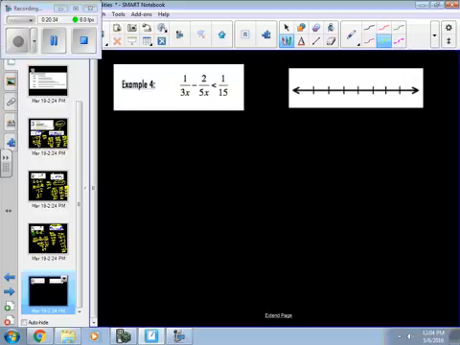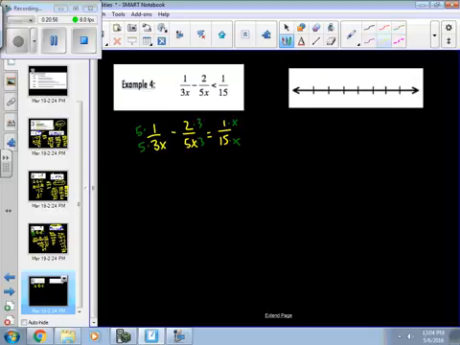Common denominator here. Looks like we want 15x as our common denominator. So make all the multiplications here. We got to times this one by 5 over 5, this one by 3 over 3, and this one by x over x.